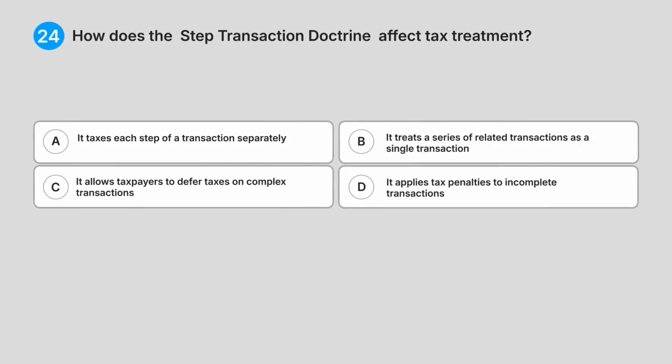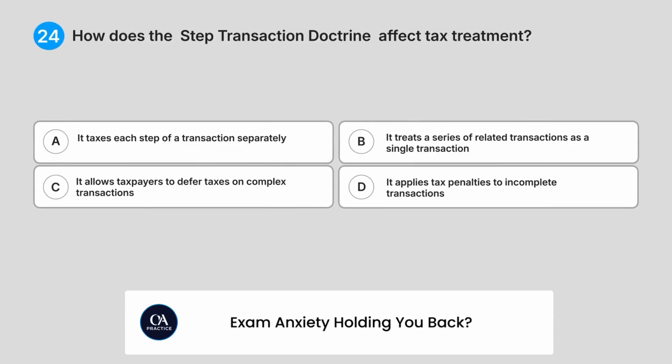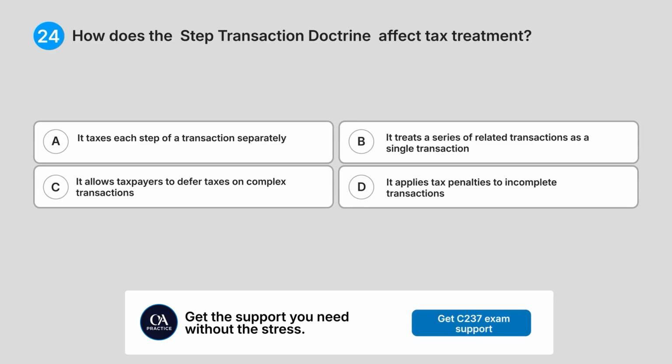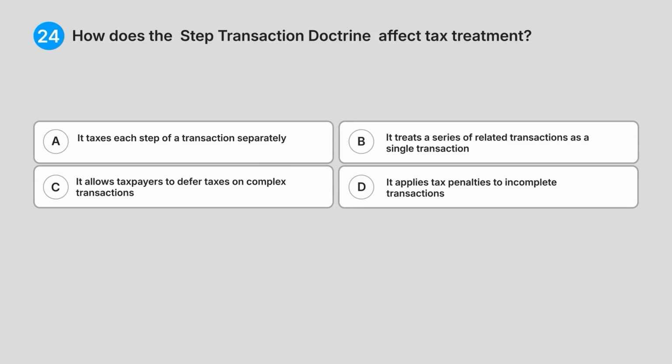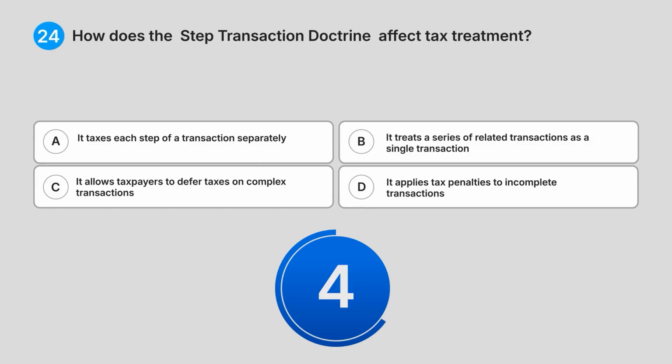24. How does the step transaction doctrine affect tax treatment? A. It taxes each step of a transaction separately. B. It treats a series of related transactions as a single transaction. C. It allows taxpayers to defer taxes on complex transactions. D. It applies tax penalties to incomplete transactions. Do you know the answer?